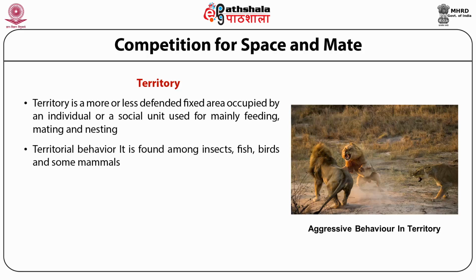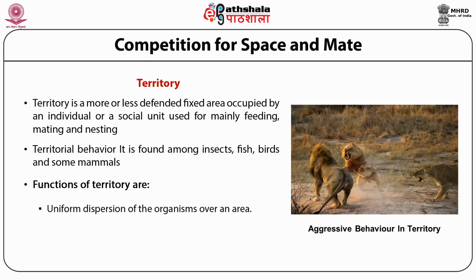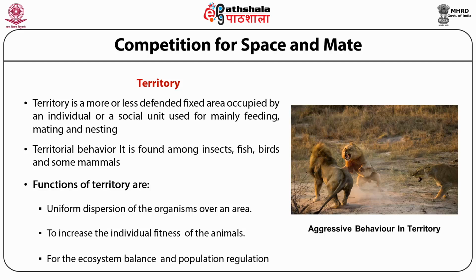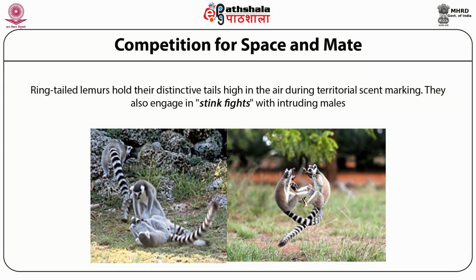The territorial behavior is found amongst insects, fish, birds, and some mammals. Functions of territory are uniform dispersion of the organisms over a given area or habitat, to increase individual fitness of the animals of a population, and for ecosystem balance and population regulation in an ecosystem. The territory holders are aggressive, including advertisement by scent, song, threats, roar, or attack to exclude the intruder.